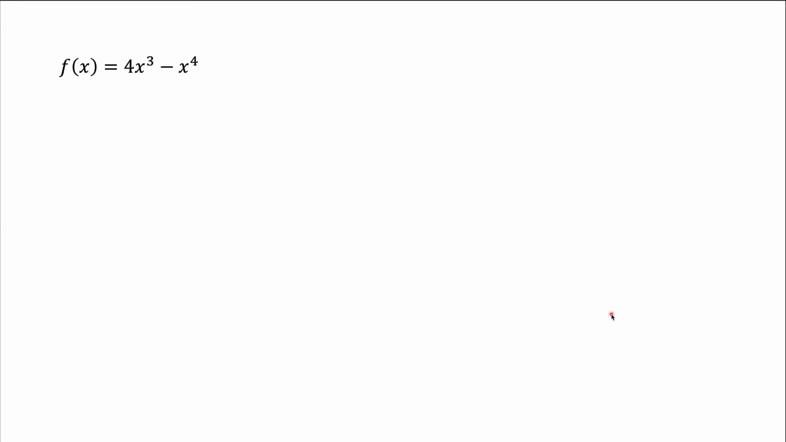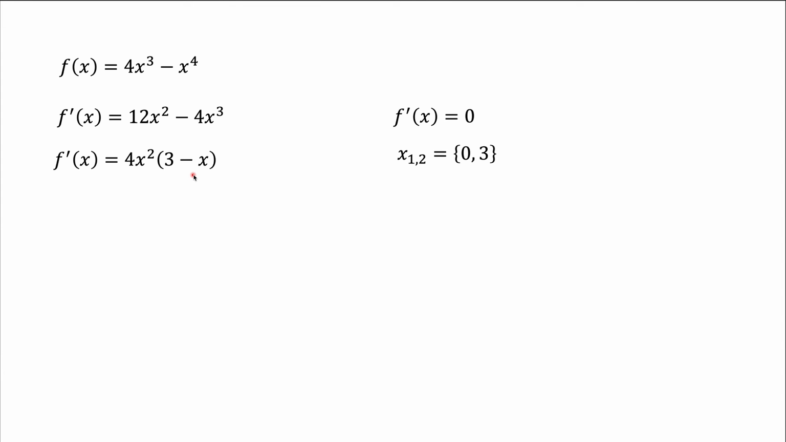Okay? Let's consider another function, 4x cubed minus x to the 4th. Again, take the derivative. Notice there's a factor 4x squared that both of these terms have. We can pull it out, and this way we can easily factorize this derivative, right? We can quickly see that f prime is 0 when x equals 0 or 3. And f prime is defined from minus to plus infinity, so there are no points where the derivative does not exist. So again, these are our roots for the derivative.